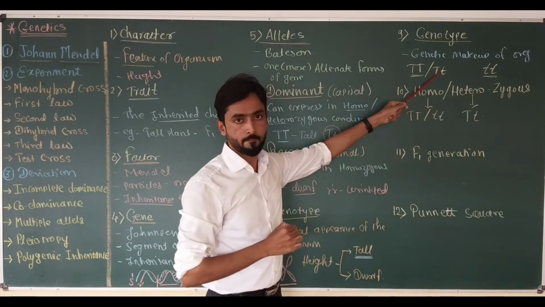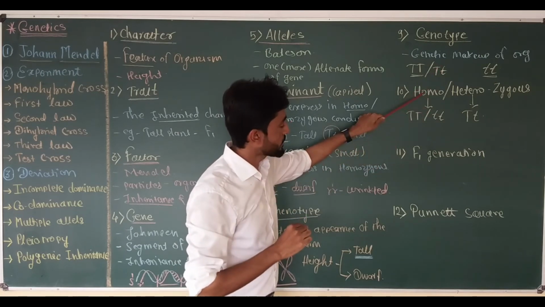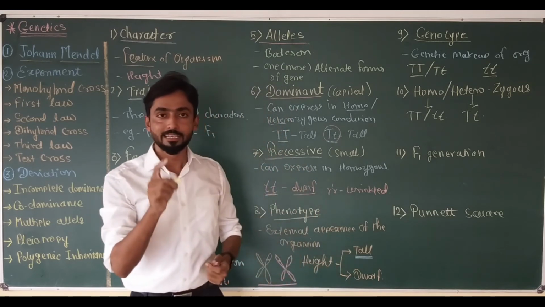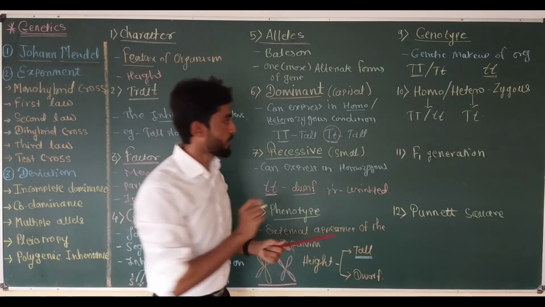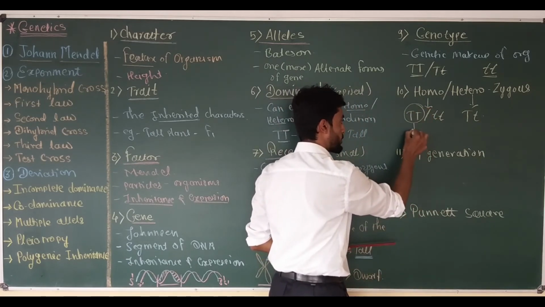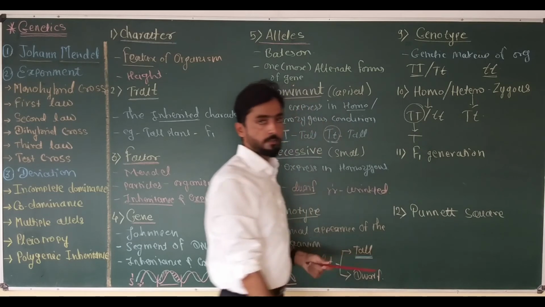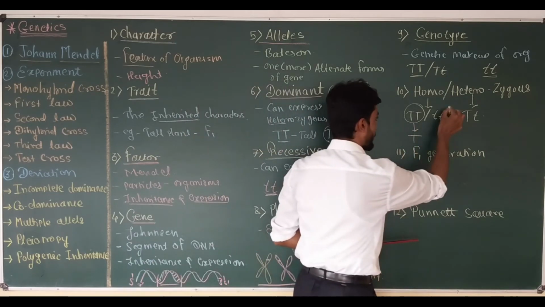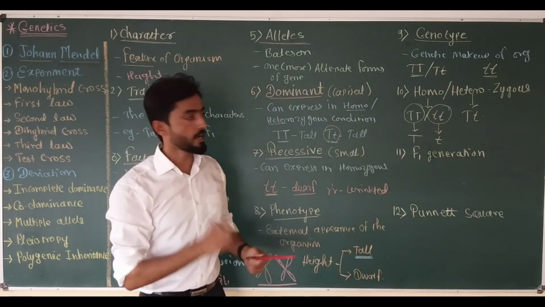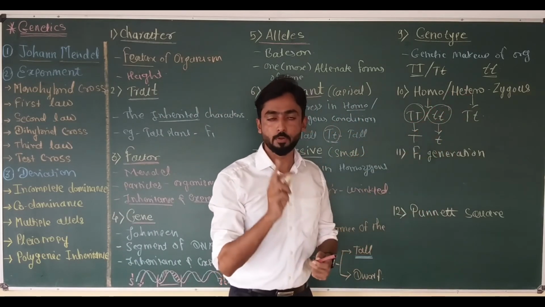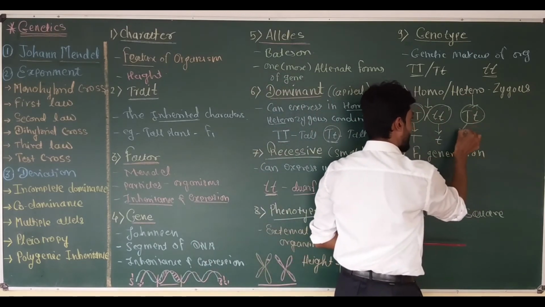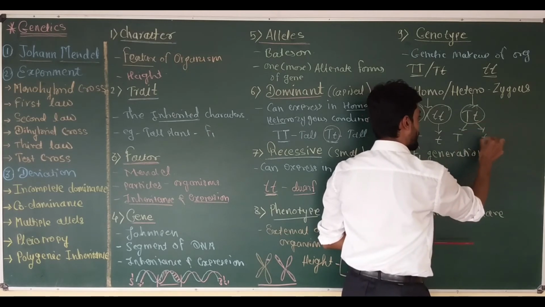Now, a homozygous organism, like capital T or small t, always produces a single type of gamete. For example, the capital T type of organism will produce a single type of gamete, that is capital T, while the small t type of organism will produce gamete small t. On the other hand, a heterozygous type of organism produces two different types of gametes, like this organism will produce capital T as well as small t, two gametes.